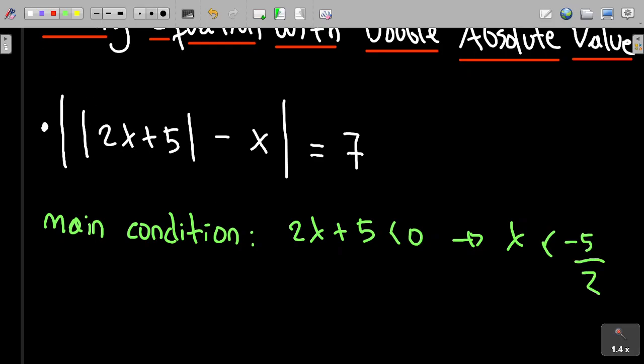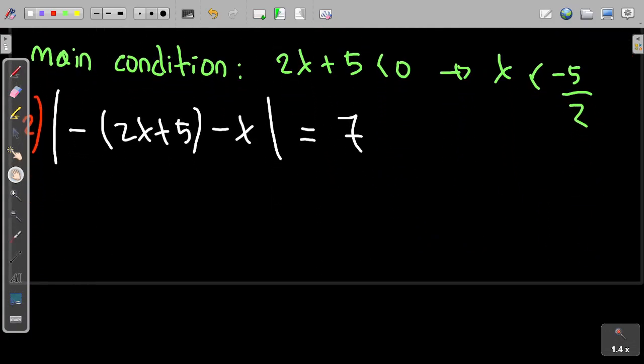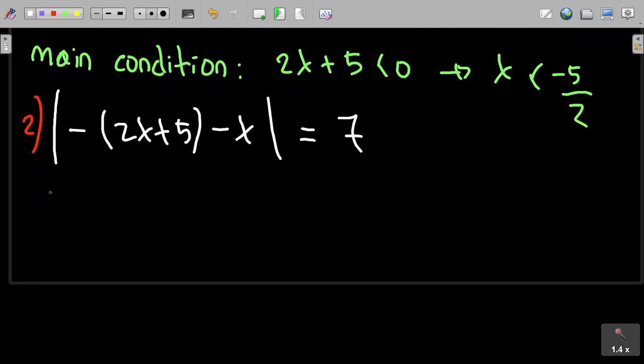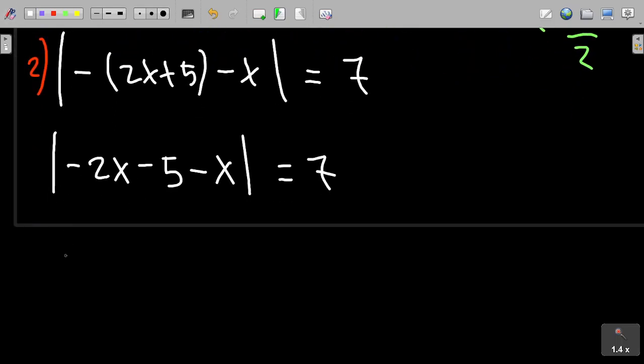Okay, so now our equation number 2, we can write as absolute value of negative 2 times x plus 5, minus x, and this is equal to 7. So now again we can write this in another form. This equation will be absolute value of negative 2 times x, negative 5, and negative x, and all this equals 7. And again we can simplify this, which is the absolute value of negative 3 times x minus 5 equals 7.